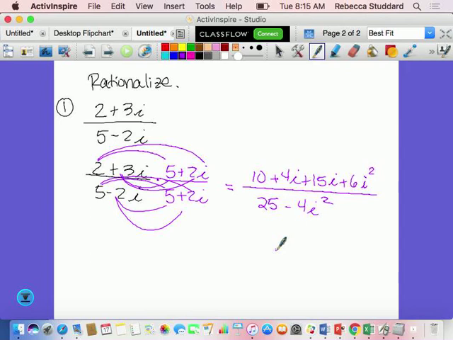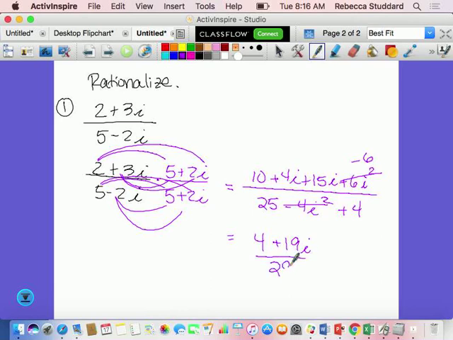Now we have some simplifying that we can do. 6i squared is equivalent to what? -6. Anytime you see an i squared, that's a -1. So that's going to make that a -6. And then minus 4i squared will be plus 4. And we just simplify. In the numerator, we end up with 10 and -6 as our real parts. So add those together, you get 4. You end up with 4 and 15i as your imaginary parts. So you add those. And then your denominator is 29.